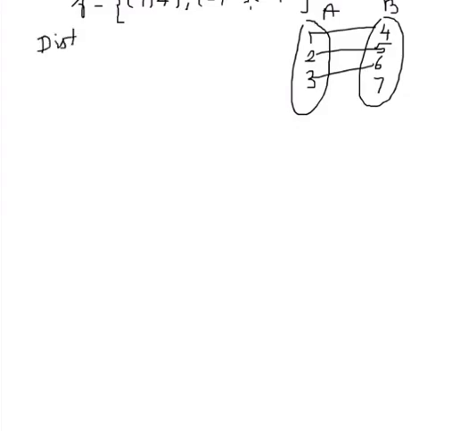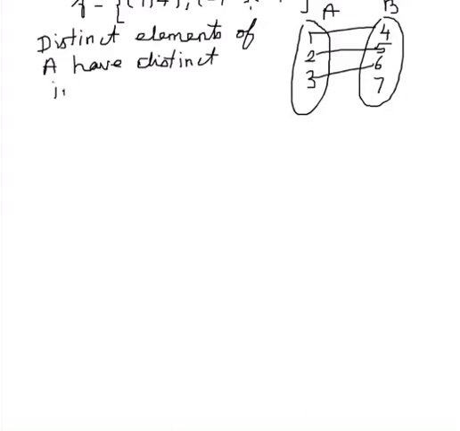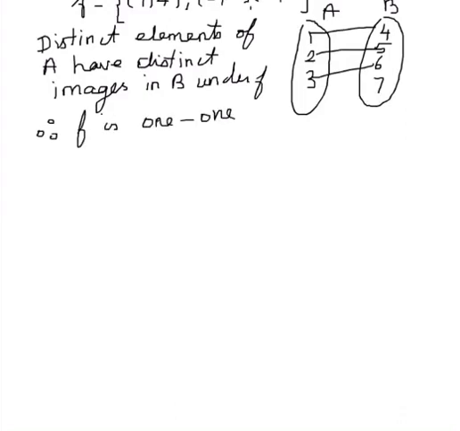Distinct elements have distinct images. Distinct elements of A have distinct images in B under F. Therefore, F is a one-one function. Very easy question. And if you notice, it is not an onto function because for 7 you don't have a pre-image. Therefore, it is not onto, but it is not asked in the question. Now, question 7.